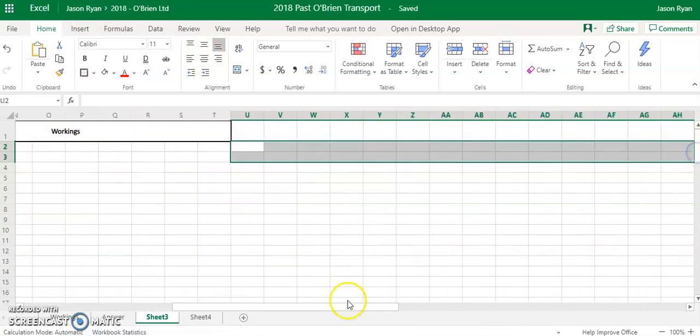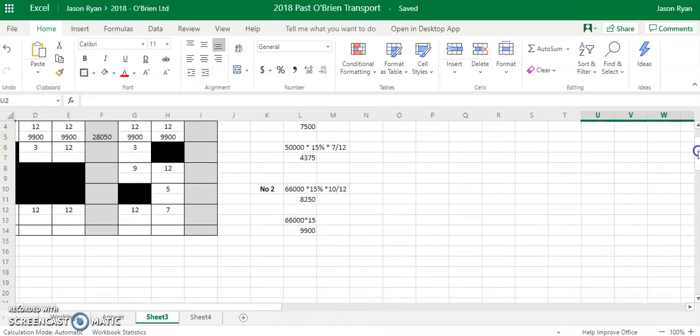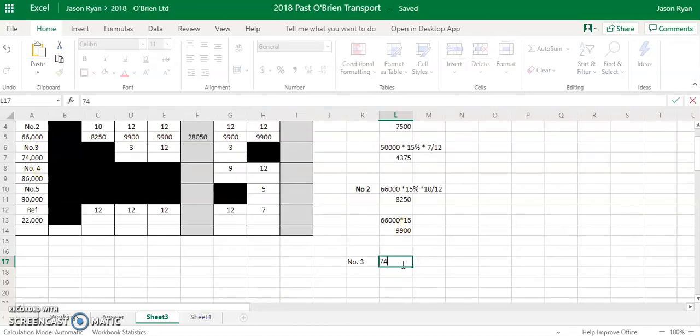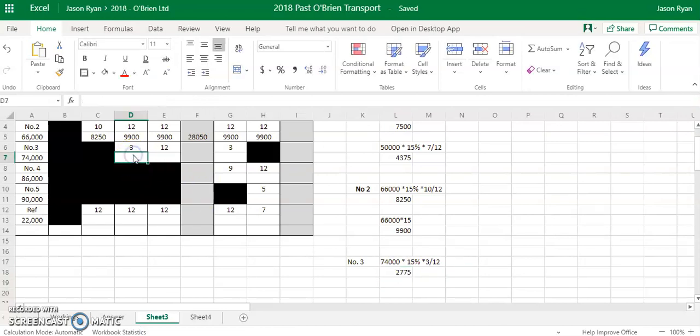So then for vehicle number 3, so I'll bring it down here. Vehicle number 3 costs us 74,000. So it's going to be 74,000 multiplied by the rate of depreciation, which is 15%. And we only have it for 3 months to start off with, so you multiply that by 3/12. So in your calculator, you're going to put 74,000 multiplied by 0.15, and hit equals. Then you multiply that answer by 3, hit equals, and then divide that answer by 12. And you're going to get 2,775.